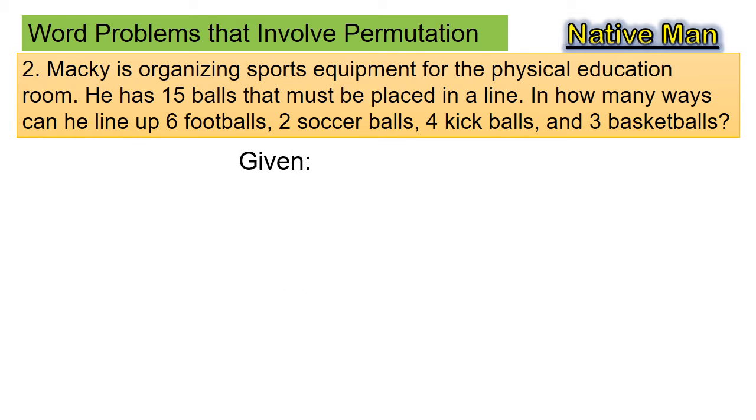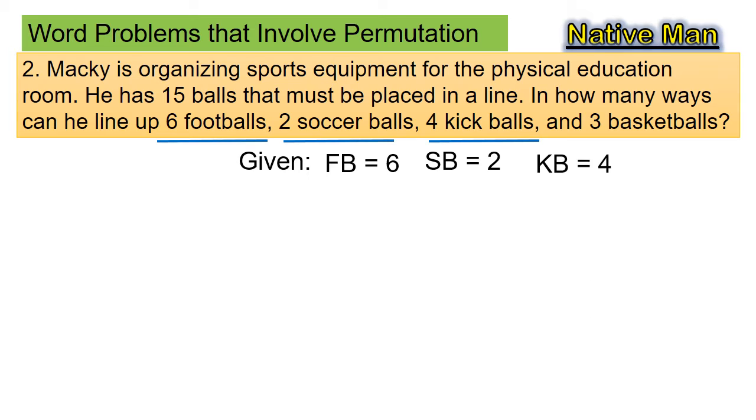Okay? So, sa distinguishable permutation, meron po tayong like terms. Ibig sabihin, identify po natin yung mga like terms. So, una po ay 6 footballs. FB of football, 6. Then, 2 soccer balls. Lagay po natin SB is equal to 2. And then 4 kickballs, KB is equal to 4. And then yung last ay 3 basketball balls. So, BB or basketball balls is equal to 3. So, yan po yung ating i-divide po sa ating N.